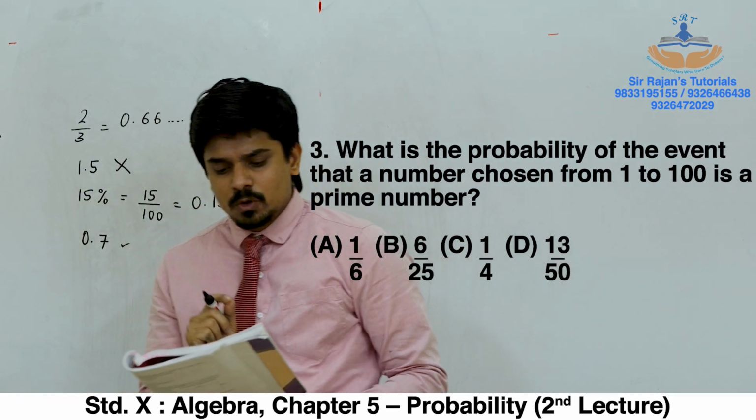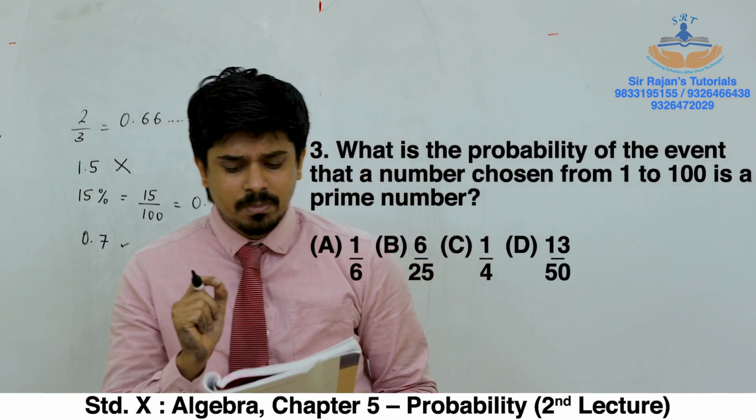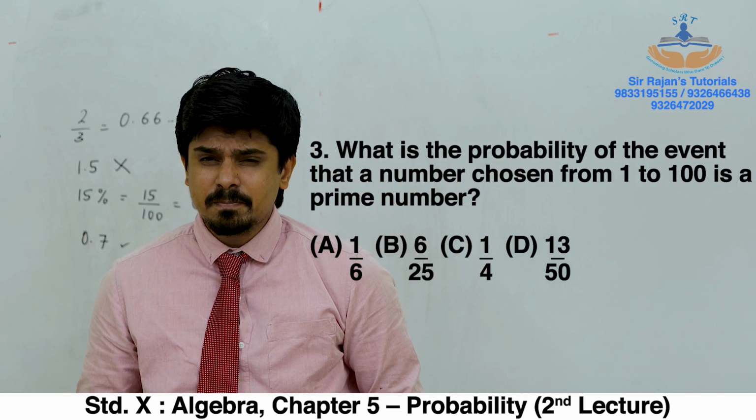Third question. What is the probability of the event that the number chosen from 1 to 100 is a prime number?